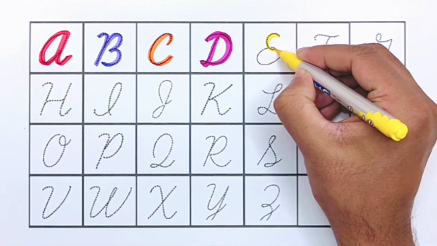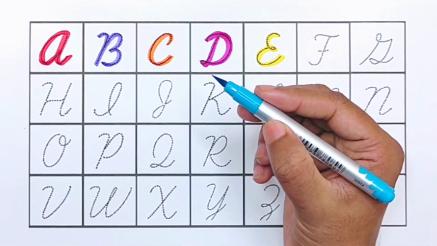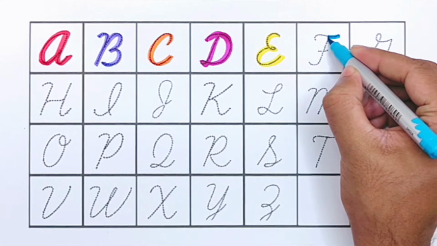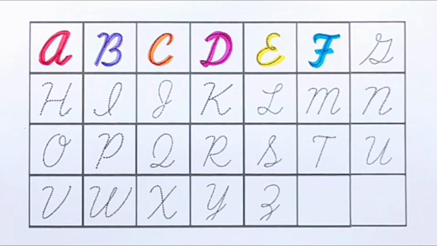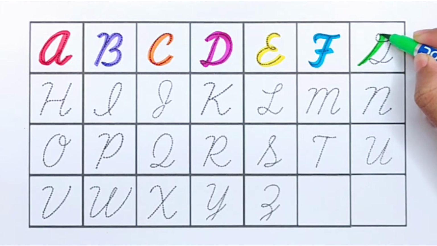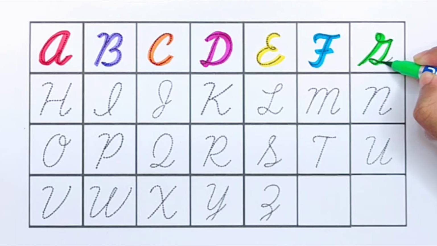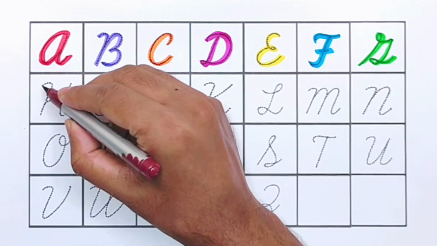E for elephant, sky blue color. F for frog, light green color. G for giraffe, brown color.